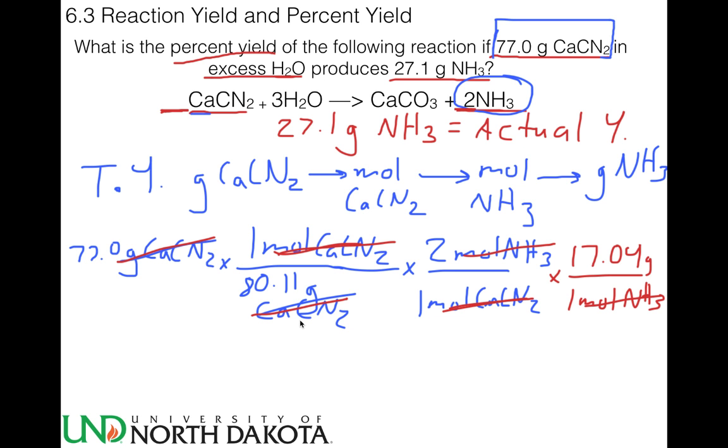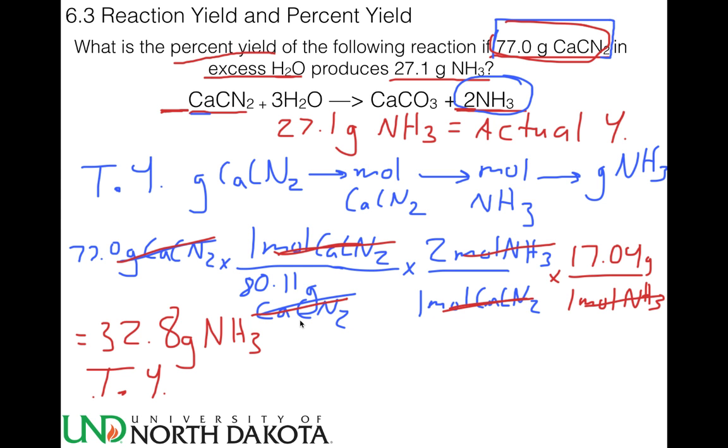Our answer has the units grams of NH3, and it is equal to 77 times 2 times 17.04 divided by 80.11, and that equals 32.8 grams of NH3. Now this again is called our theoretical yield. It's the maximum amount of ammonia we can get by reacting 77 grams of calcium cyanide in excess water.